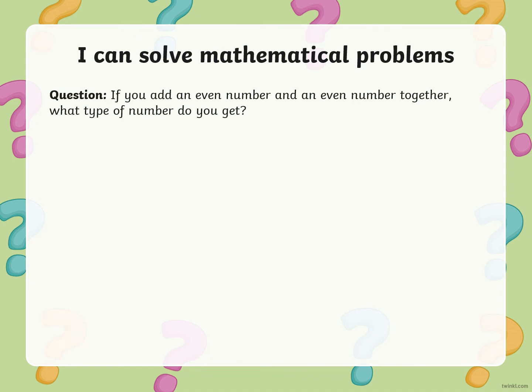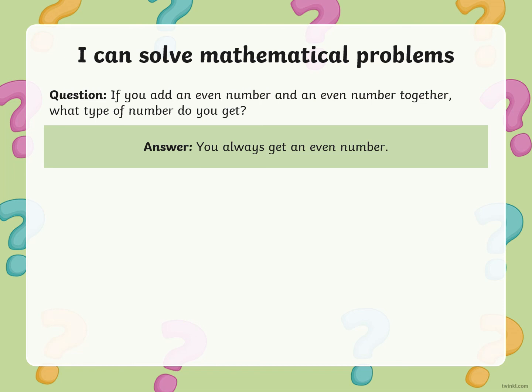Question: if you add an even number and an even number together, so two even numbers, what type of number do you get? Pause the video now and practice some addition number sentences where you add two even numbers together and see what you notice about the answers. When you have done as many examples as you can, come back and see the answer. The answer is that you always get an even number. If you add two evens, you will always get another even.